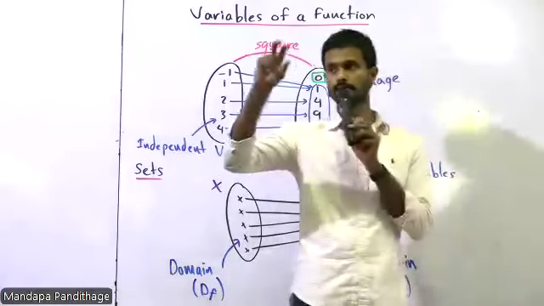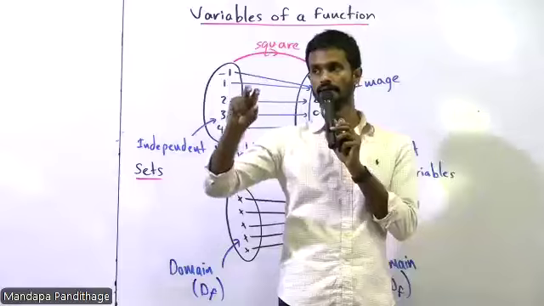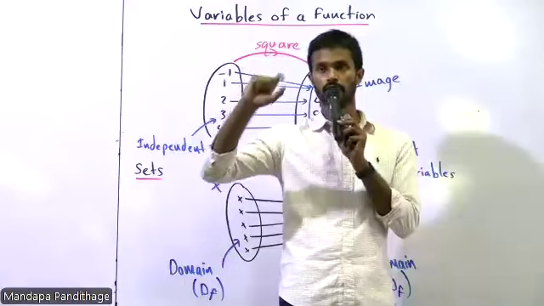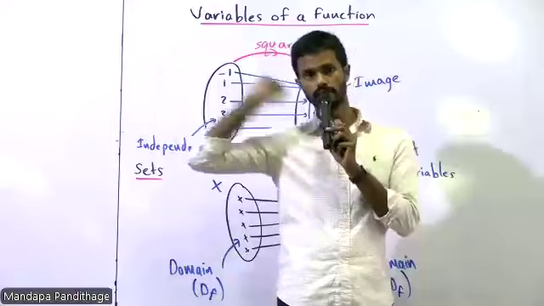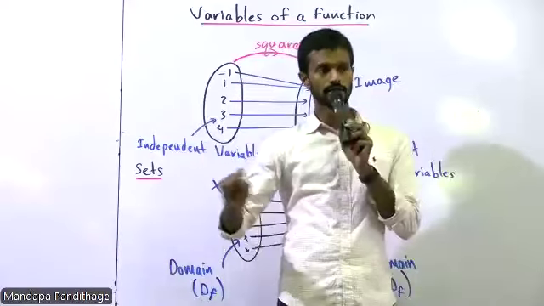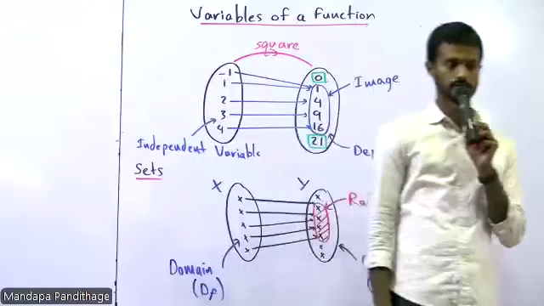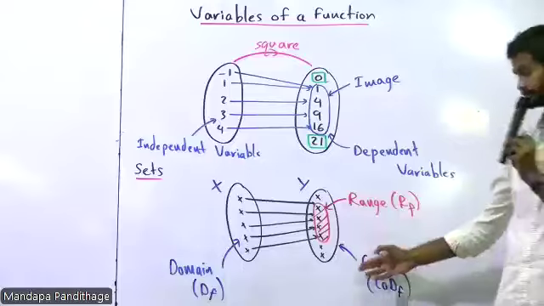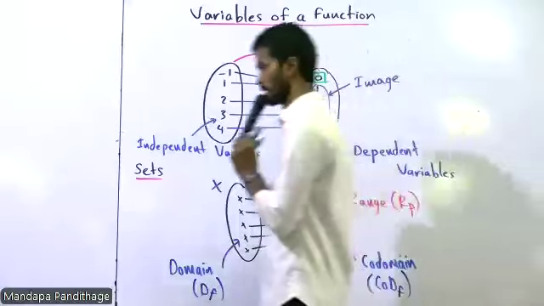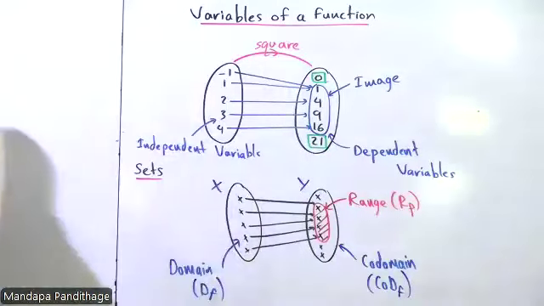Then repeat the same thing for codomain and range. CODF, RF. Codomain is a set consisting of dependent variables. Range is a set consisting of images. And then draw this diagram. Complete the note on your own. Write codomain and range.